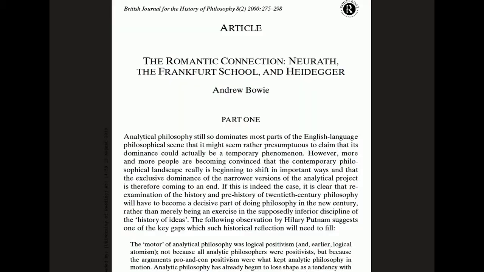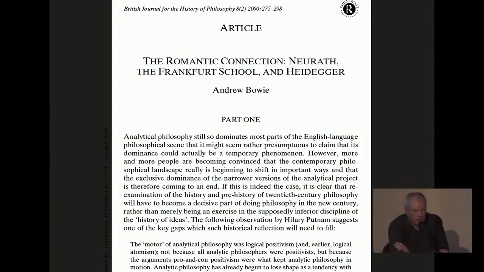But there have now been hundreds of articles and books published about the debates on language and meaning in logical empiricism and about the connection with Ludwig Wittgenstein, who was an inspirational figure for the Vienna Circle, although not particularly for Otto Neurath. This is just one example by a British historian in the British Journal for the History of Philosophy.